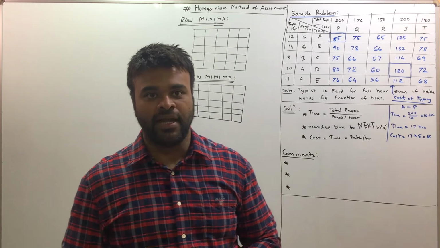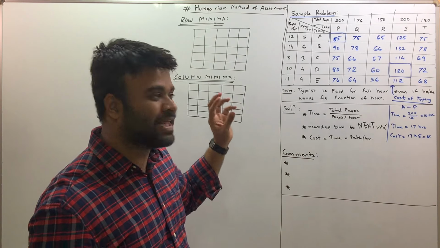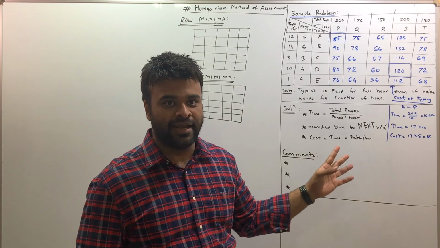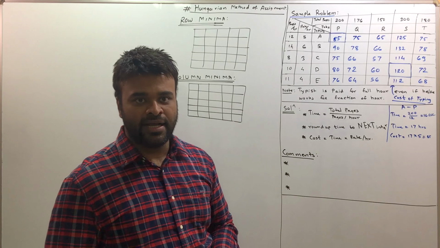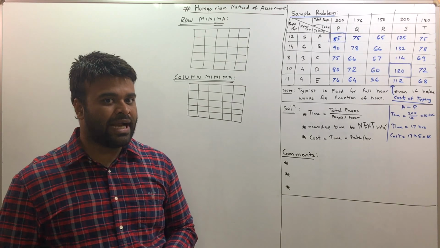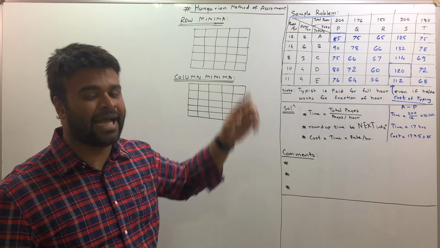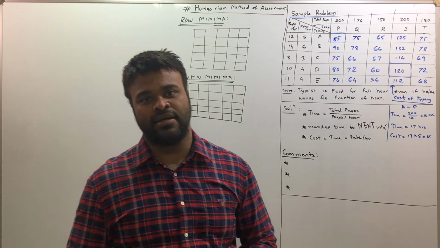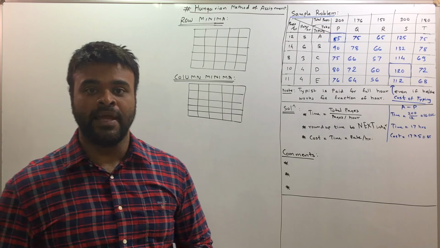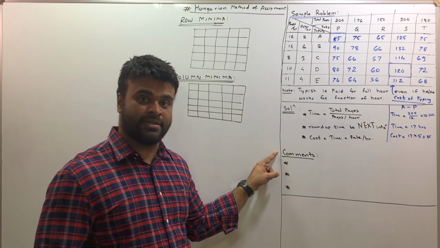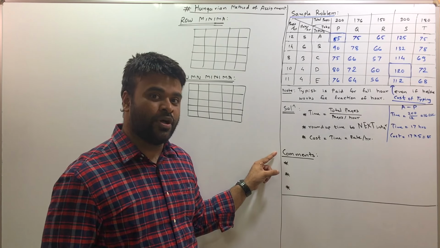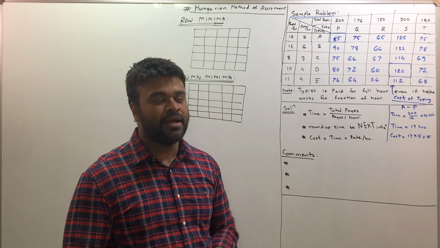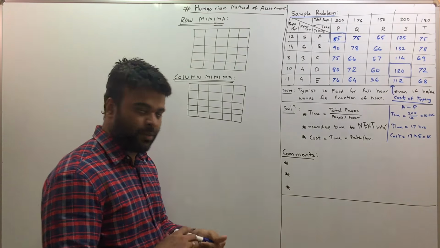Of course, you want to make sure that you spend the least amount of money to get this job done, right? So how do we do that? It is the Hungarian method, and let me explain to you how this method works. Now I'm going to suggest a few things on how to go about this method. The first thing you should do is write down comments, and they actually guide you throughout solving.